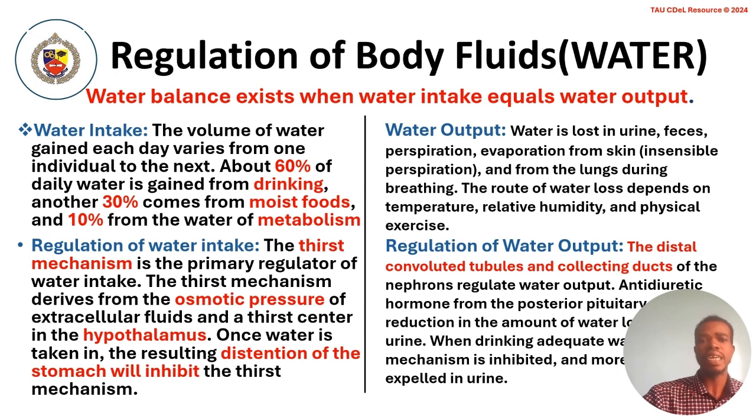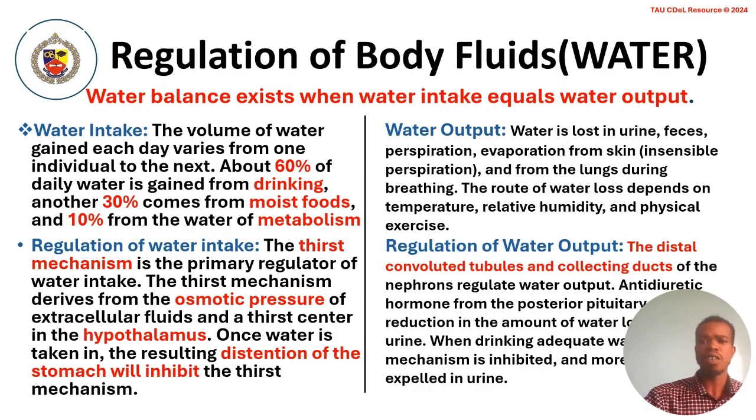The volume of water gained each day: we gain water into our body through drinking, and likewise through the food that we eat, through moist food, water is taken out of the food, and also through metabolism. And how is it regulated? Taste mechanism is one of the ways in which water intake is regulated. If you are thirsty, you tend to drink more water, and definitely the nervous system, that is the hypothalamus, regulates this. It serves as the control center.